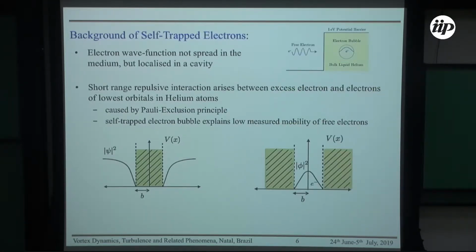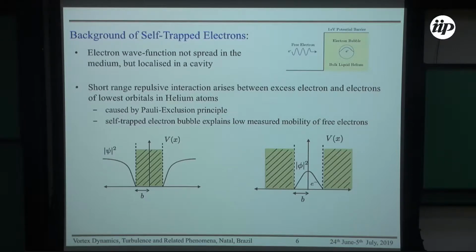Okay. So to do this, we approached the problem using different types of models. And the first thing I'm going to focus on is using essentially a density functional theory, a rather simple form of a density functional theory. And the starting point is actually to understand in what form the electron resides in the superfluid helium-4.